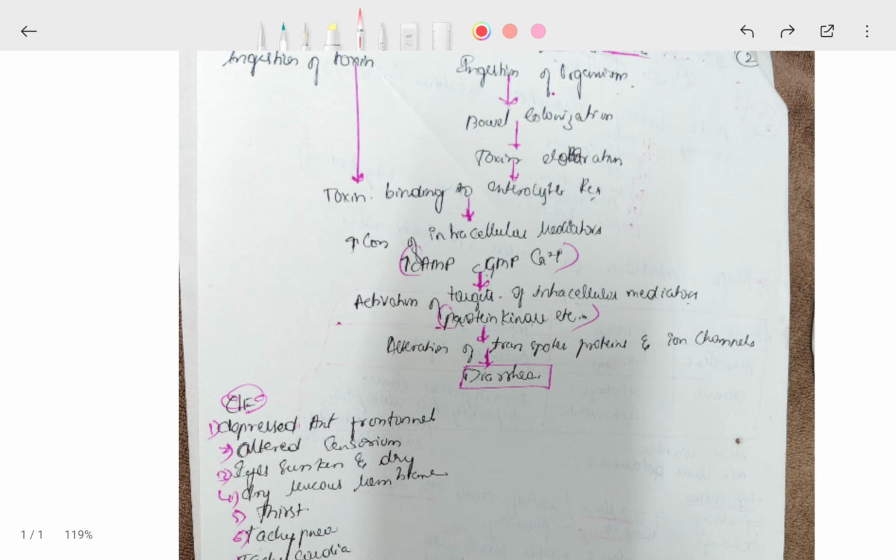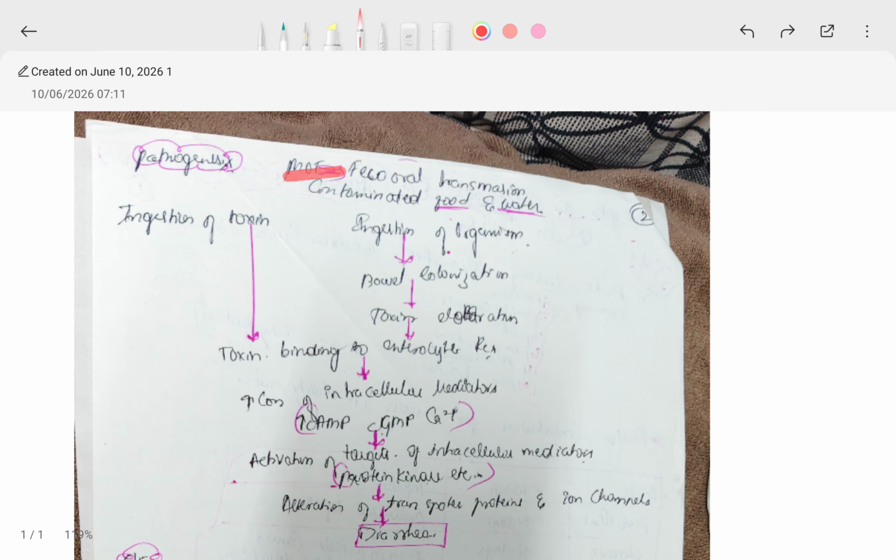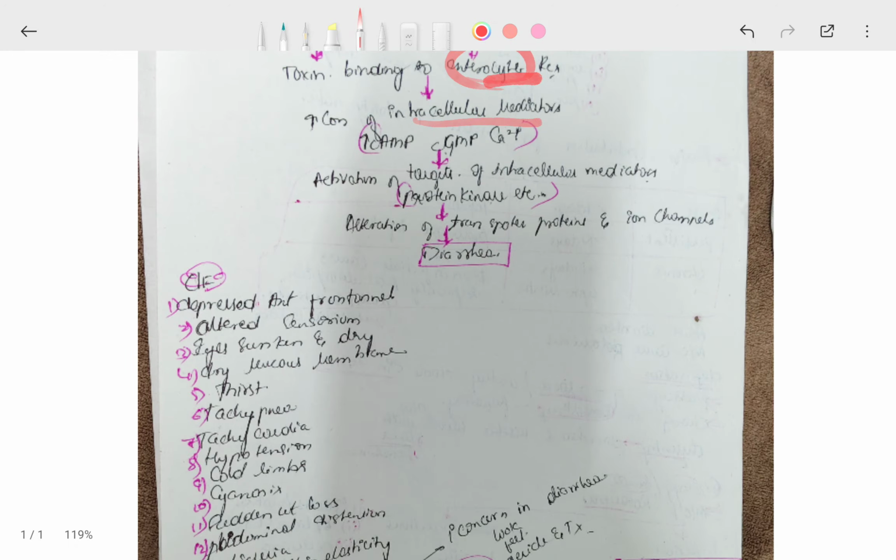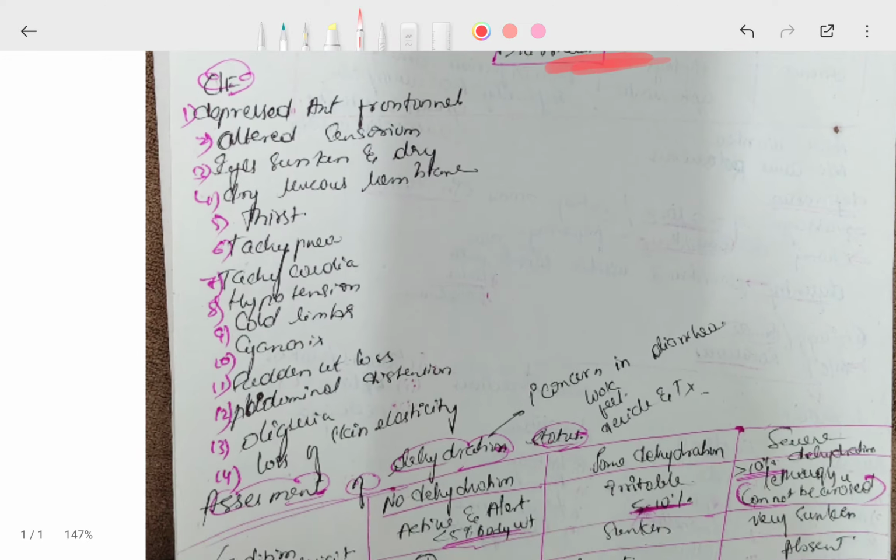First, the organism or toxin is ingested by us. Then if the organism is ingested, they'll undergo colonization and elaboration, and they'll bind to the enterocytes. They'll produce toxin, which binds to the enterocytes and increases intracellular cyclic AMP, cyclic GMP, and calcium, which activates the intracellular mediators like protein kinase and alters the ion transporter or ion channels, which causes diarrhea. Next, now coming to the clinical features.